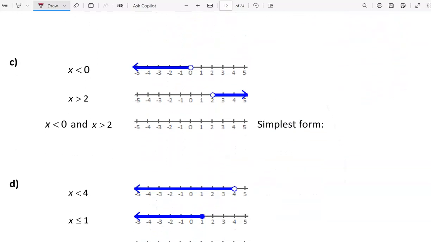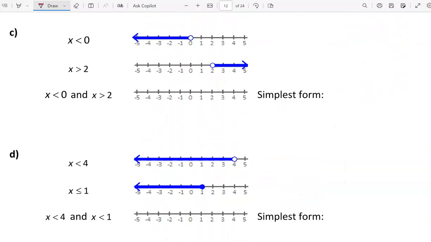In C, we see x is less than 0 on the first line and x is greater than 2 on the second. The region that they have in common is nothing. There are no common regions to both of those graphs, and so in simplest form, this is no solution, and we'll shade nothing on the third number line.